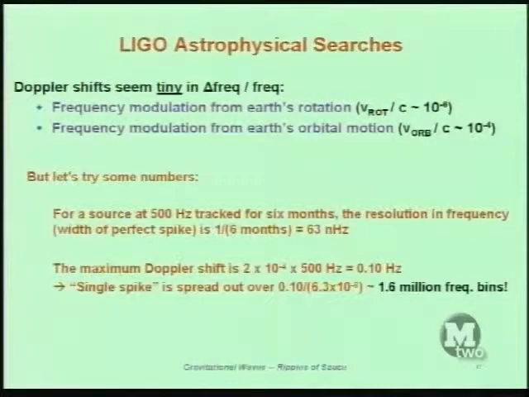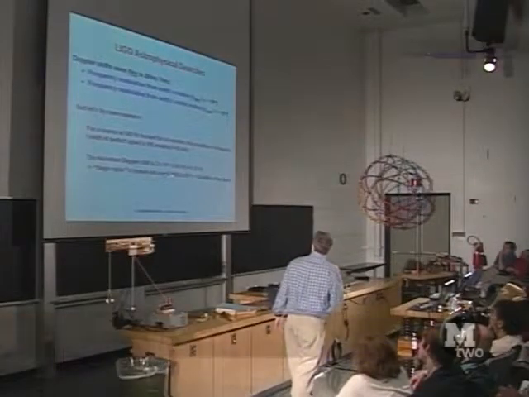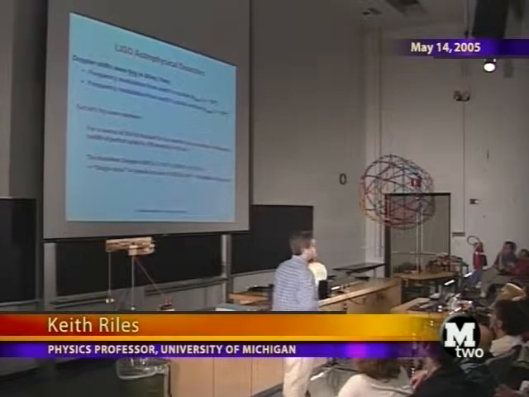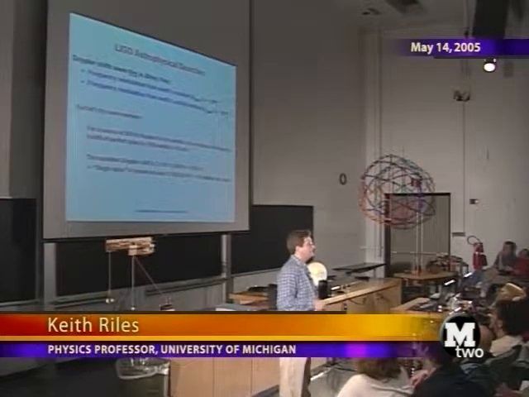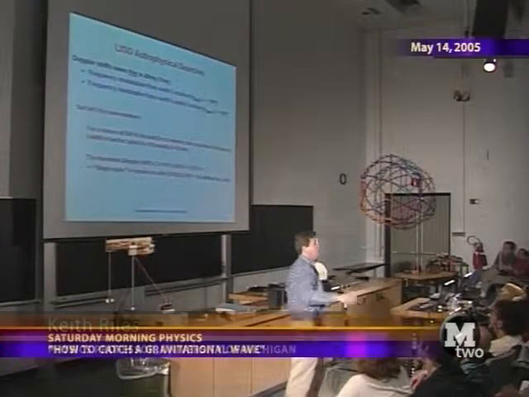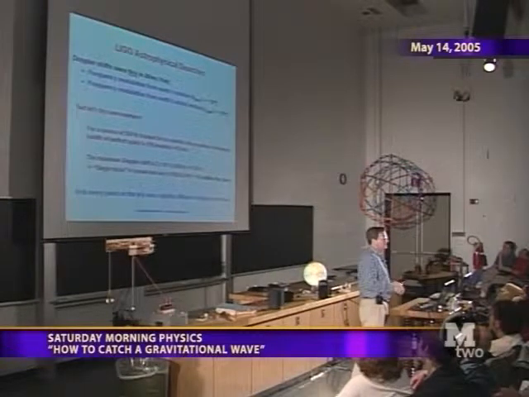And that's huge. That means that our so-called single spike, corresponding to the tone of a perfect pulsar, is not a single spike at all. It's been smeared out over 0.10 hertz over 63 nanohertz, which is 1.6 million frequency bands. So we don't see all of the energy of a pulsar in a single band. We see it smeared out over 1 million bands, which makes it very difficult to detect these things.